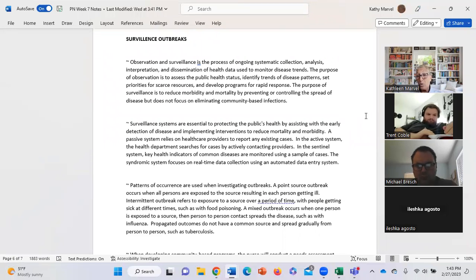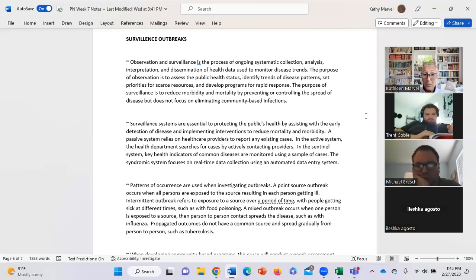A passive system relies on healthcare providers to report cases. That's what I did in the schools. The parent called in and said, went to the doctor yesterday, my kid has pertussis. I know that that's a reportable disease, so I would have to report that to the health department. Many times the doctor's office had already done that as well, but it was just the checks and balances.